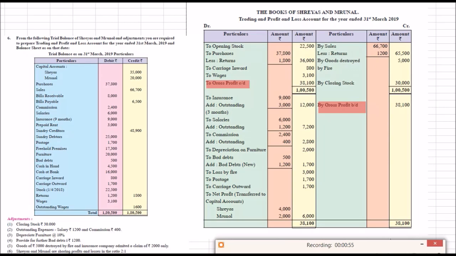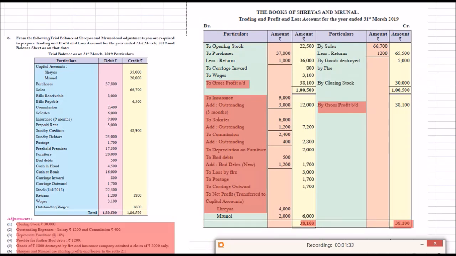There are 6 adjustments. Using these 6 adjustments we calculated the P&L account and balance sheet. So with insurance, outstanding expenses and outstanding wages, these are the things we have calculated. Then finally we find the net profit. If the amount is more on the credit side of the P&L account, that amount becomes the net profit. We deduct it with all the entries, then total and balance both sides. This is the calculation of the trading account and P&L account.